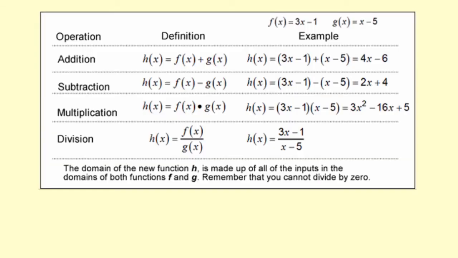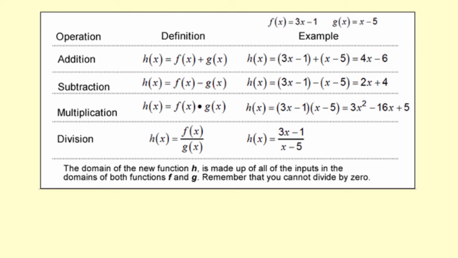Okay, so here's what you can do with functions. You can do addition. Here's an example, f of x plus g of x. So if you had two functions, f of x equals 3x minus 1, g of x equals x minus 5, you add them together and get 4x minus 6, because 3x plus x makes 4x, negative 1 minus 5, negative 6. You can subtract functions too.